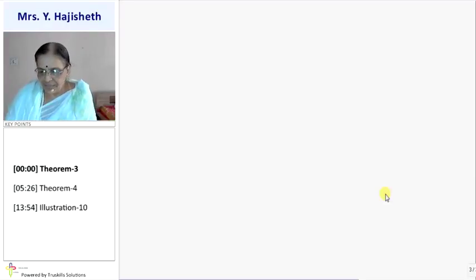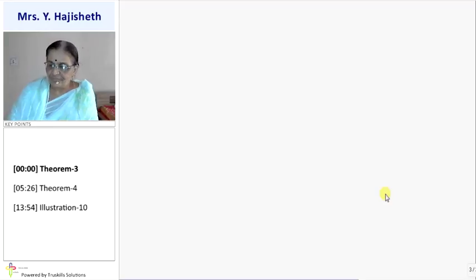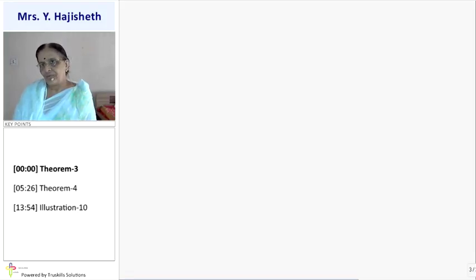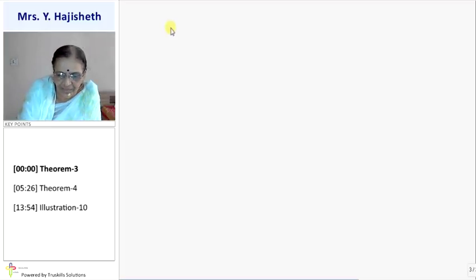Now see, some theorems are left. We are proving theorem 1 and 2. Theorem 1 is Euclid's division algorithm. Theorem 2 is the fundamental theorem of arithmetic. Now we are doing theorem number 3. What is theorem number 3, you know?